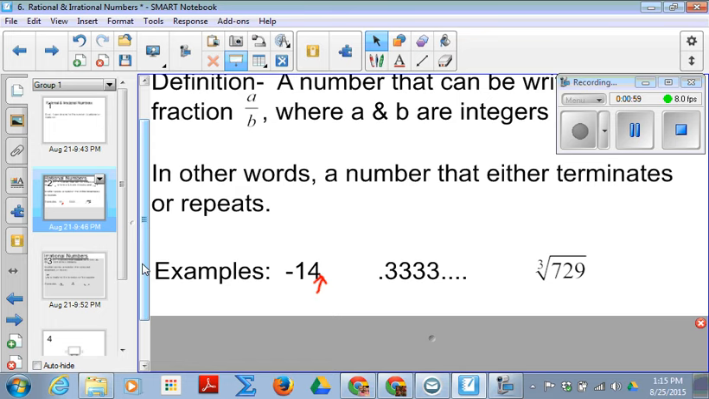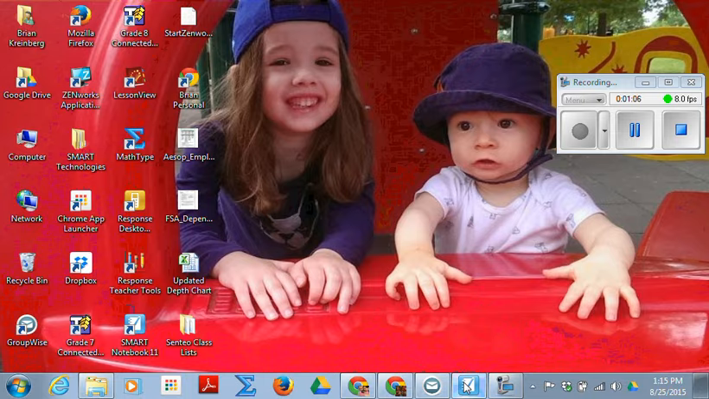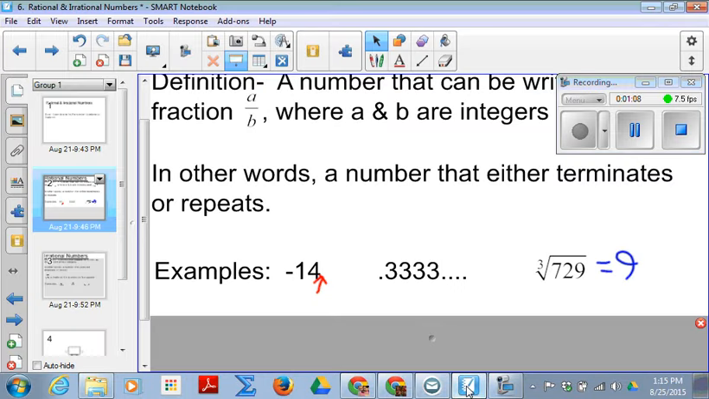We've got the cube root of 729, which we know is 9. Those are all rational numbers.